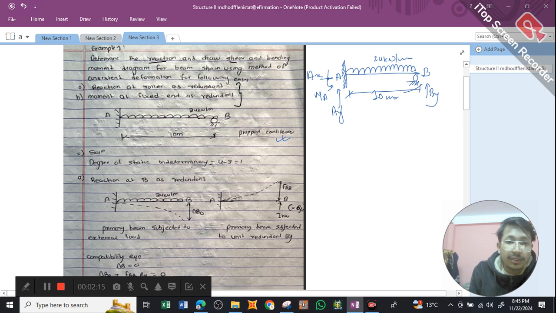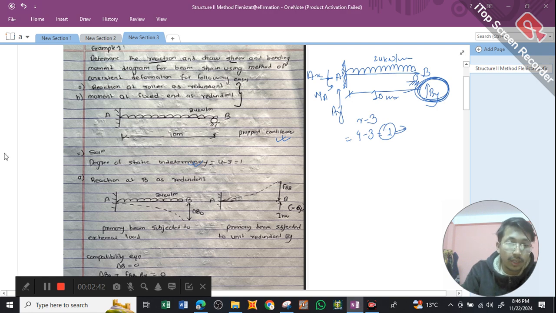In order to find our degree of static indeterminacy, as I've explained before, we can simply get it by using the formula r minus 3. We have four support reactions, 4 minus 3 equals 1. So we have one redundant support reaction, so we can take one extra force. We're going to take the support reaction at roller A as redundant.